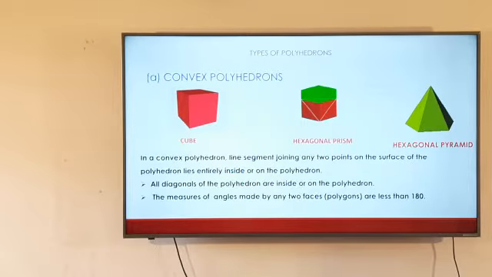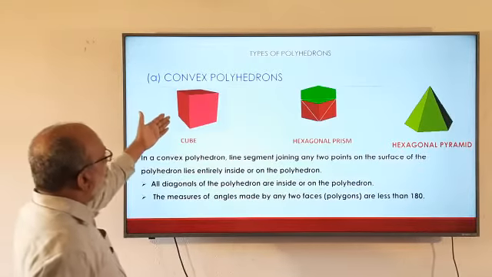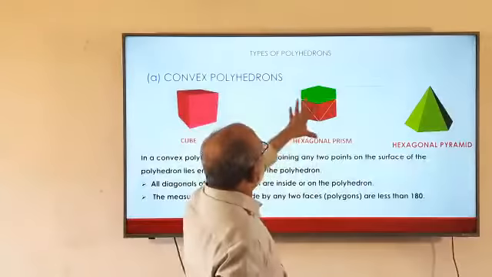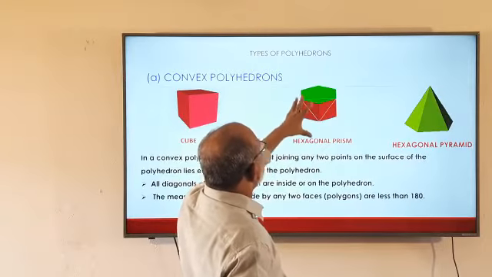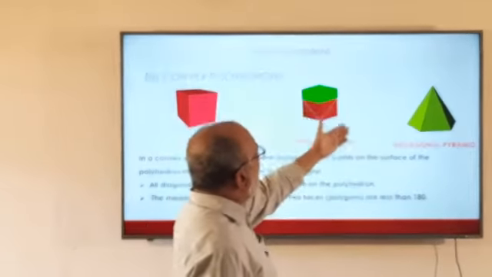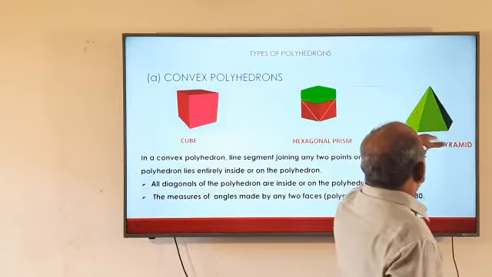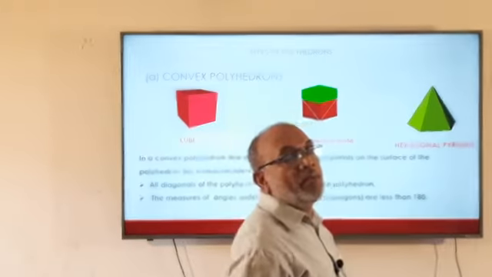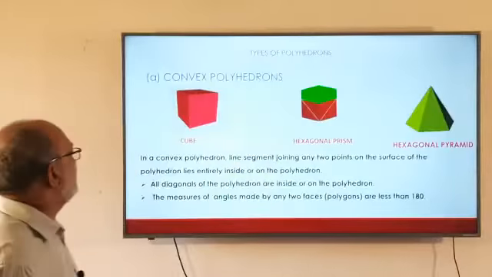Here, convex polyhedrons we have already discussed. A cube is convex. In the hexagonal prism, you see when I make a line here, it is on or inside the polyhedron. In the hexagonal pyramid too, when I make a line, it will be on it, not outside, and all the interior angles will be less than 180, right?